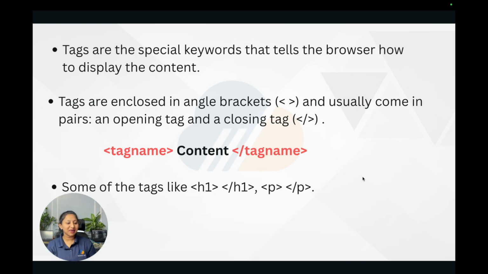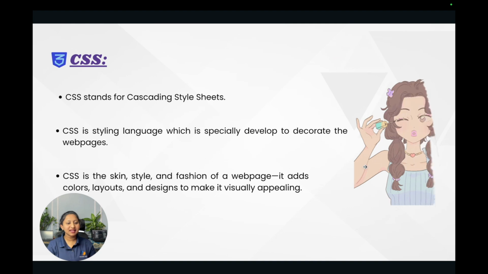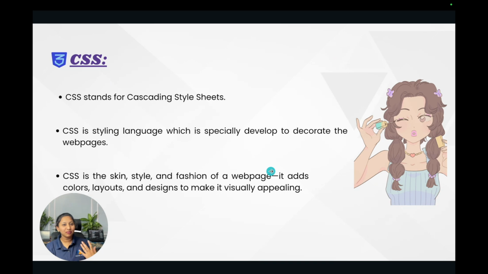Let's know what is meant by CSS. CSS stands for Cascading Style Sheets. It is a styling language developed to decorate your web pages. CSS is just like the skin, style, hair, and color. It's just like the fashion of a web page. It adds more colors and styles to your web page to make it look stunning.